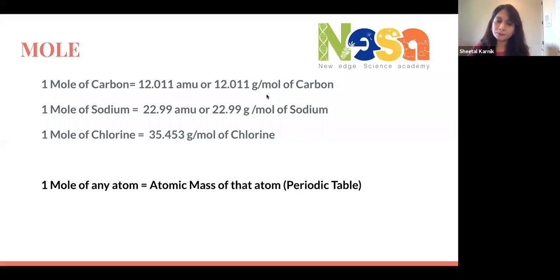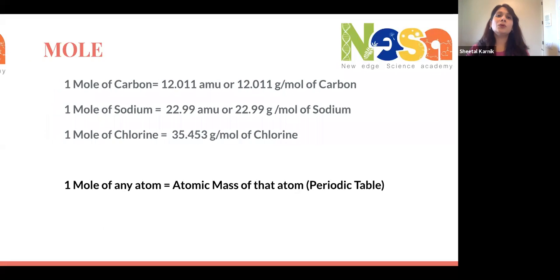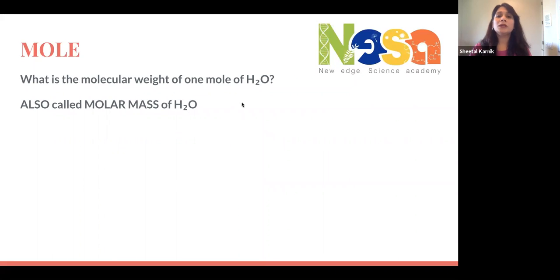But now if you're solving any kind of questions on your exams, they are not just going to ask us about a single atom, what is the atomic mass of this particular atom. They are usually going to ask us, what is the molecular weight of 1 mole of water? So we will be dealing mostly with molecules. So let's see how we are going to solve for questions where we have a molecule and we are asked to find the molecular weight of 1 mole, or it's also called the molar mass of water.